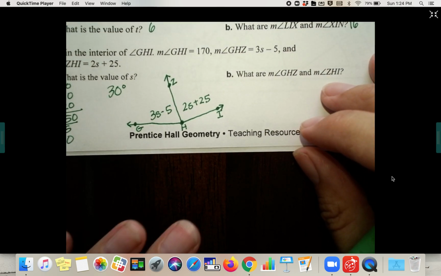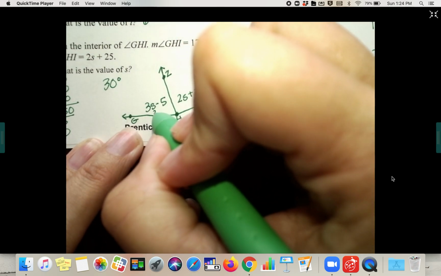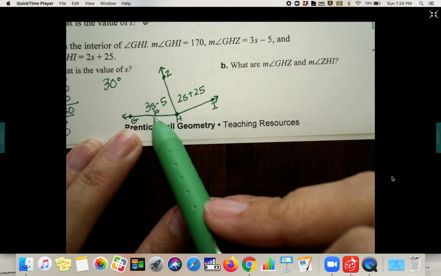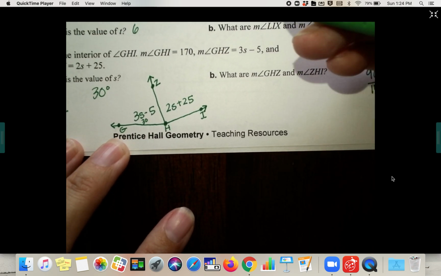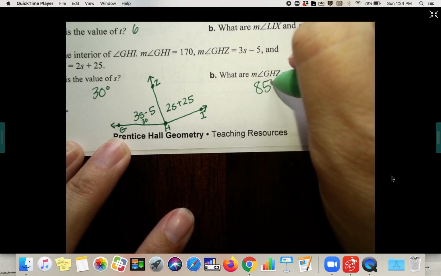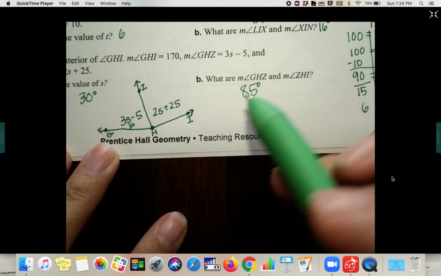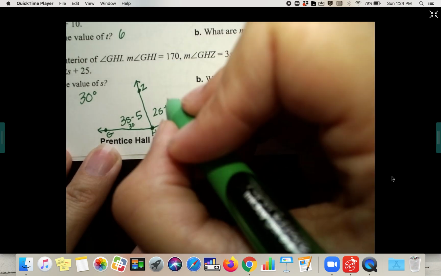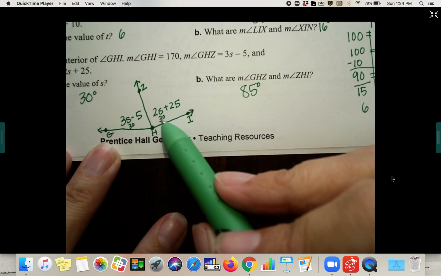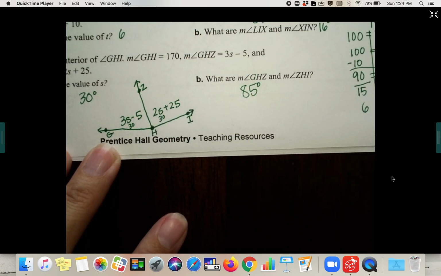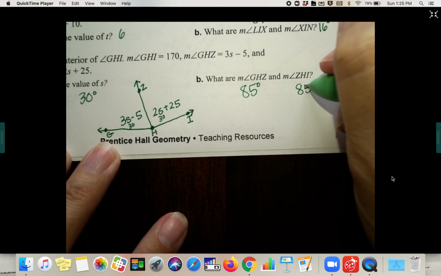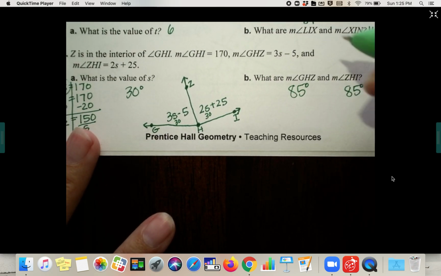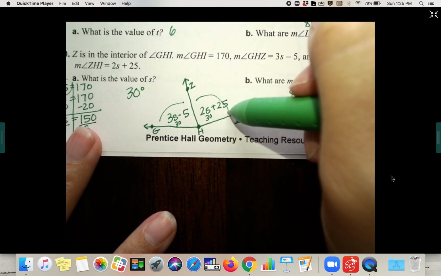And then if you plug it in, 3 times 30 is 90, minus 5 would be 85 degrees. And for ZHI, 30 times 2 is 60, plus 25 is also 85 degrees. So actually, these two angles are congruent to each other.